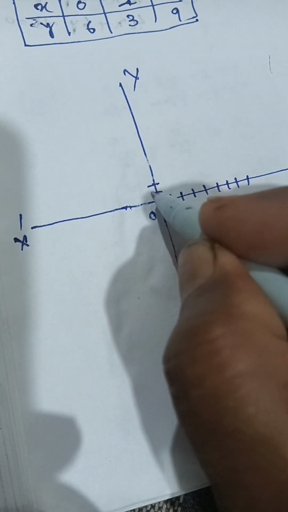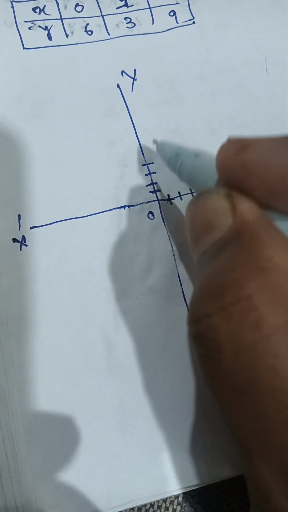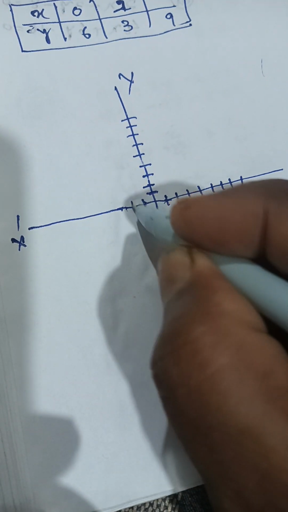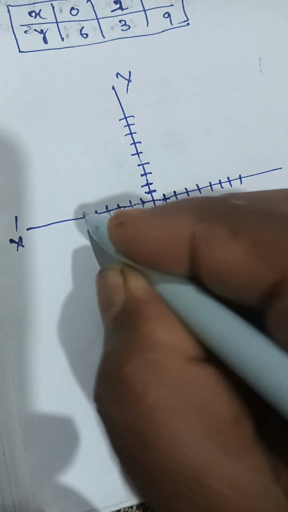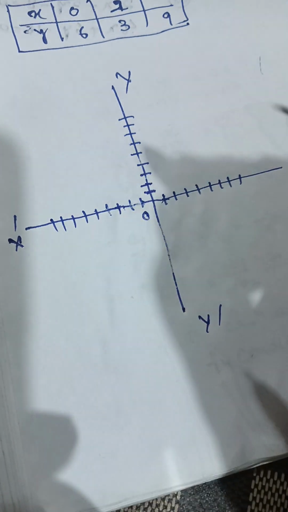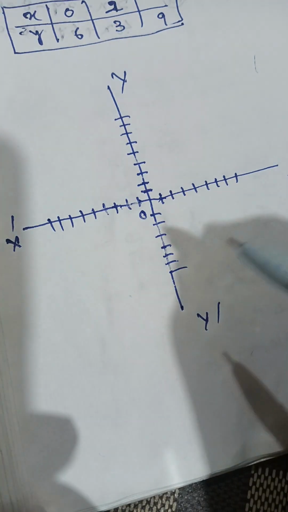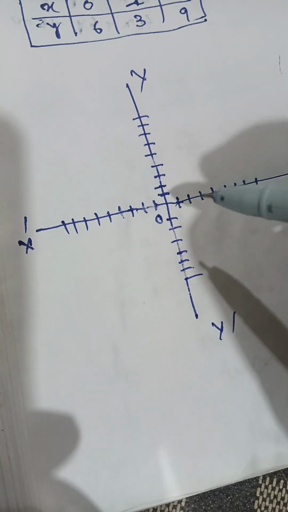Actually, we have to use pen, scale and pencil. The graph cannot be done without this, but I am doing it here with pen. There is no other way. If I write it by pencil, you will be unable to understand. So I am marking like this.